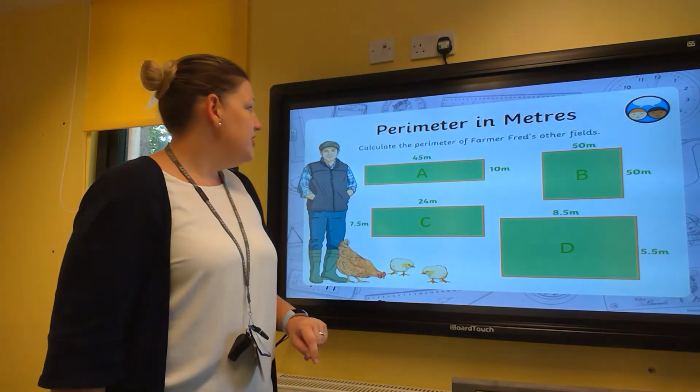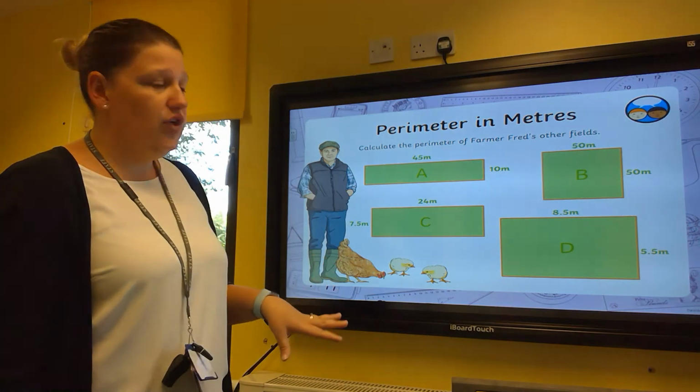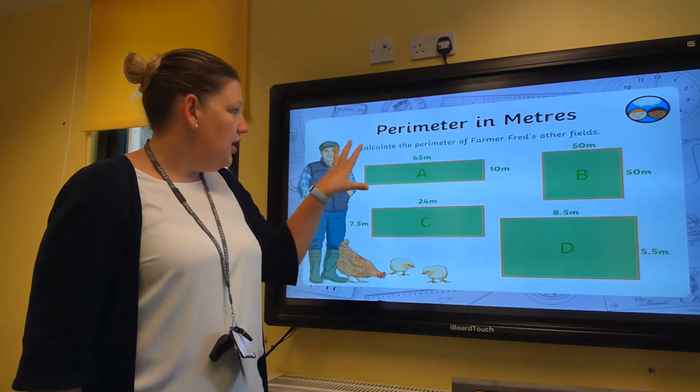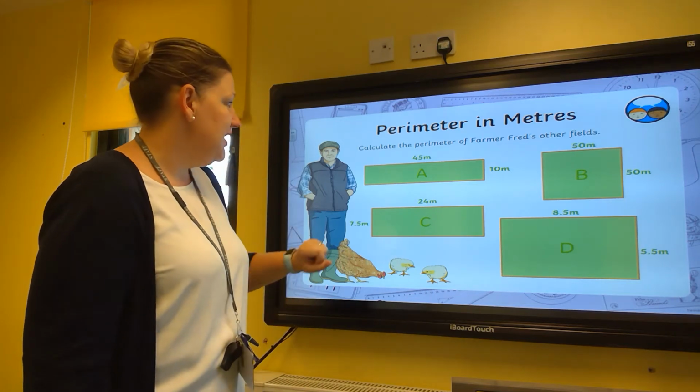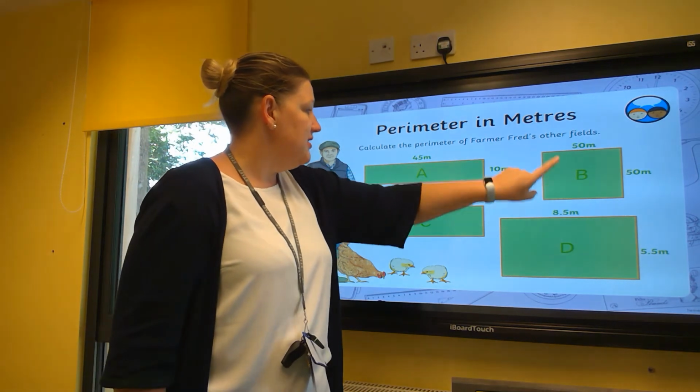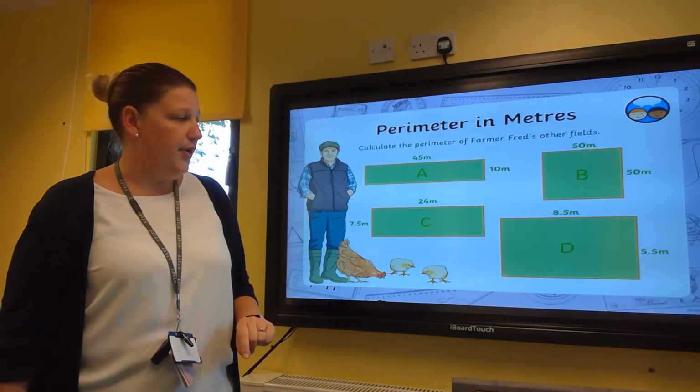So, perimeter in metres. So now a little challenge for you. In your books you can just go through A, B, C and D and see if you can work out the perimeter of these shapes. Now do remember I've got metres on here and I'm going to need to have that in my book.